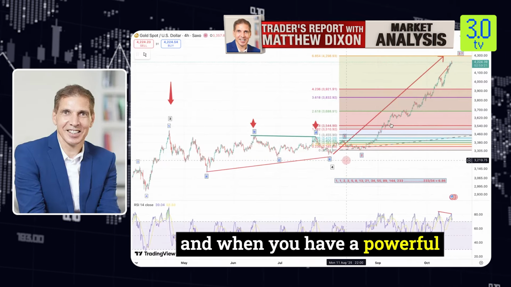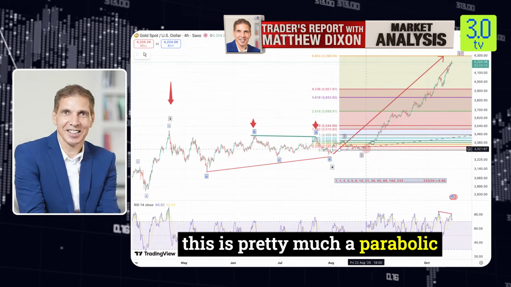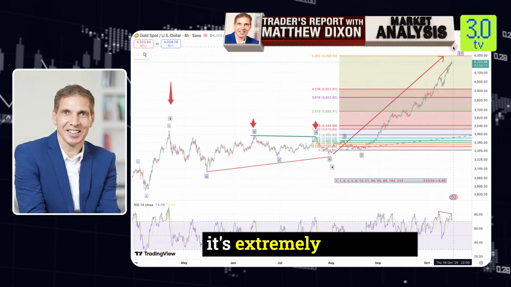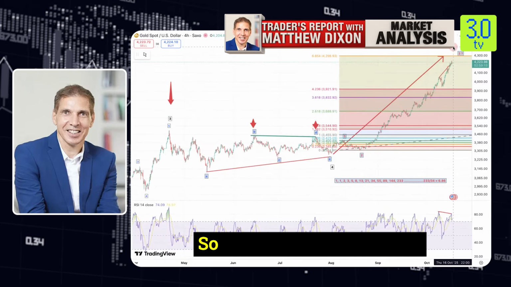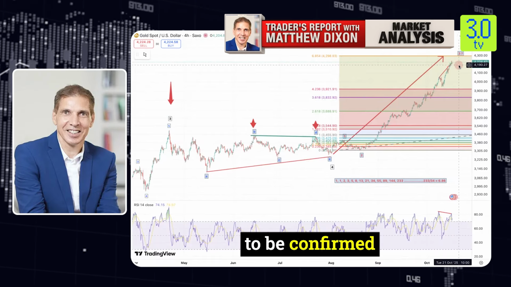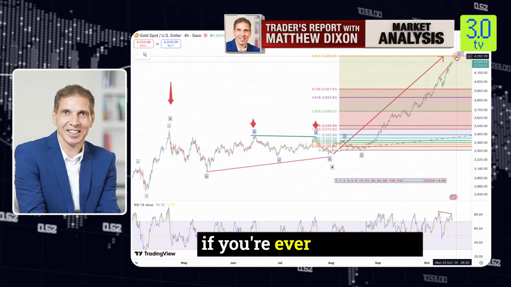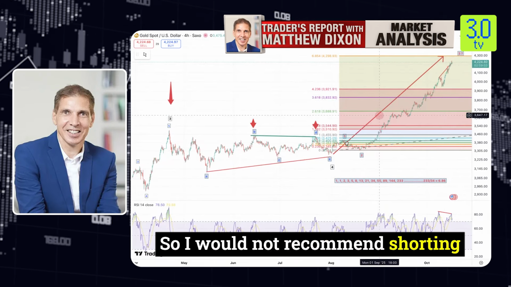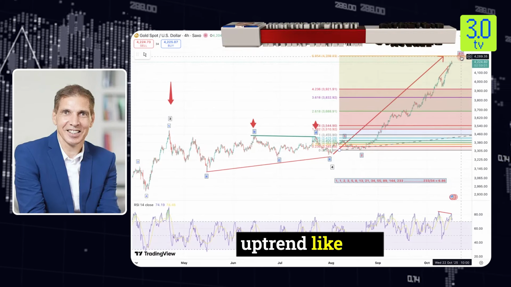And when you have a powerful uptrend, this is pretty much a parabolic uptrend. When you have such a powerful uptrend, it's extremely dangerous to bet against the trend. So don't try to pick turning points ahead. You need to wait for that turn to be confirmed if you're ever going to think about jumping into a short on gold. So I would not recommend shorting when you have such a powerful uptrend like this.